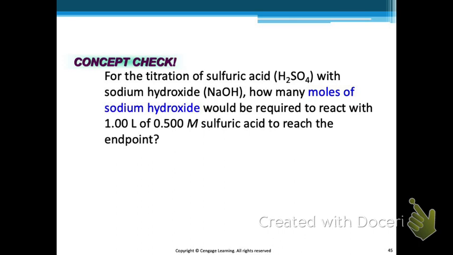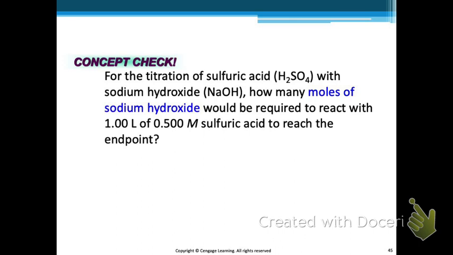All right, let's try this one. This says, for the titration of sulfuric acid with sodium hydroxide, how many moles of sodium hydroxide would be required to react with 1 liter of 0.5 molar sulfuric acid to reach the end point? So we want to completely neutralize.